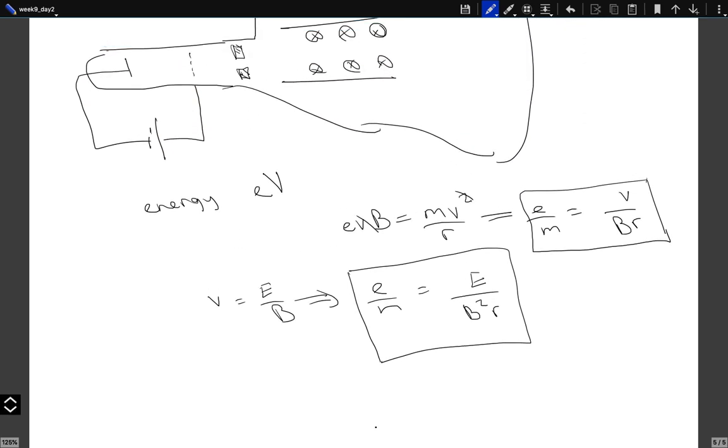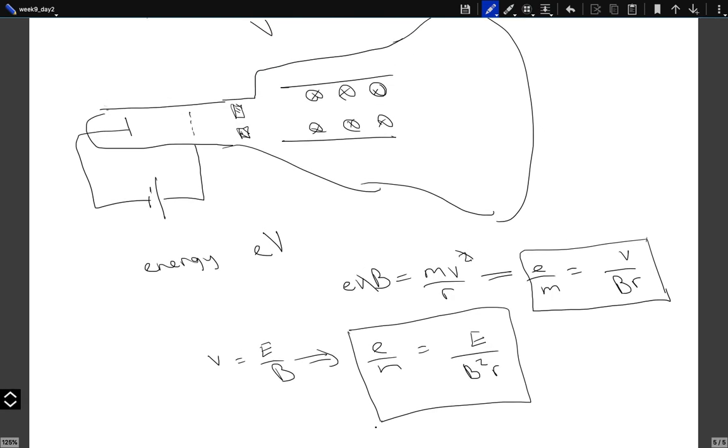So you already know E. You have already chosen E. You know what B squared is. You measure r. So these things you determine by devising your setup. The radius is what you measure. And that ratio gives you the charge over the mass ratio of whatever the particle is. And this is how we measured essentially the mass of the electron.